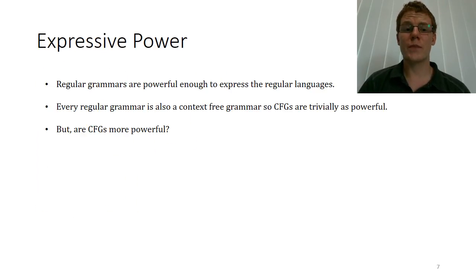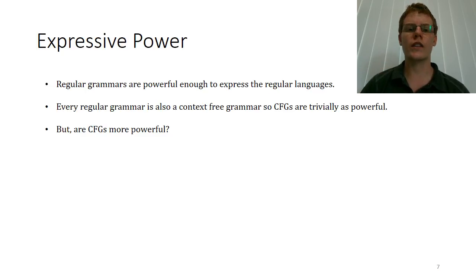So the final concept in this video is the expressive power of a context-free grammar. So we know that the regular grammars are powerful enough to express the regular languages. We've already talked about that before. But we can see that any regular grammar also fits the rules of a context-free grammar. So it's actually a context-free grammar. So we can see straight away that the context-free grammars are trivially at least as powerful as the regular languages. The question is, are they more powerful?